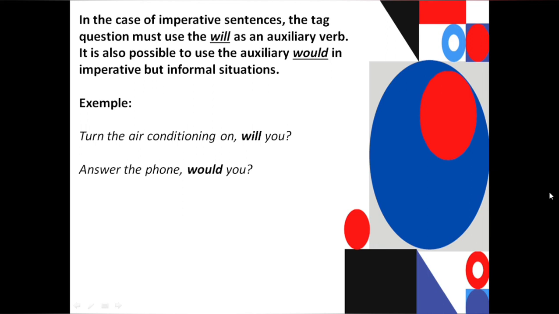So it's okay to use in these settings. But when I have a more formal situation, I use will. Alright? So pick up this pen, will you? Okay, you're telling people to do things. It's imperative. You're giving orders. Alright?